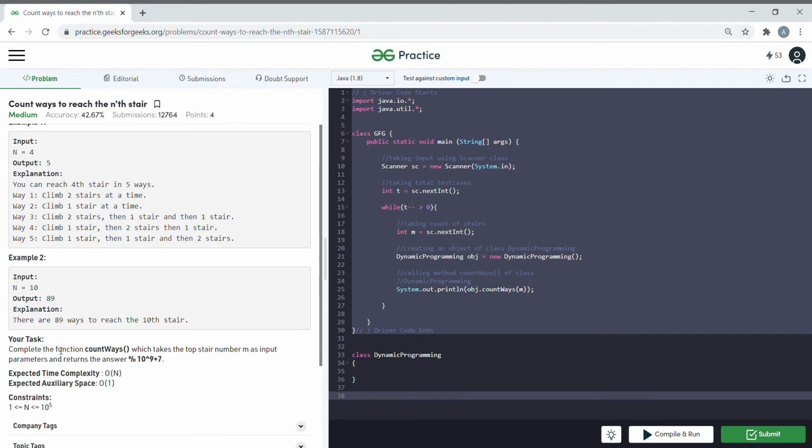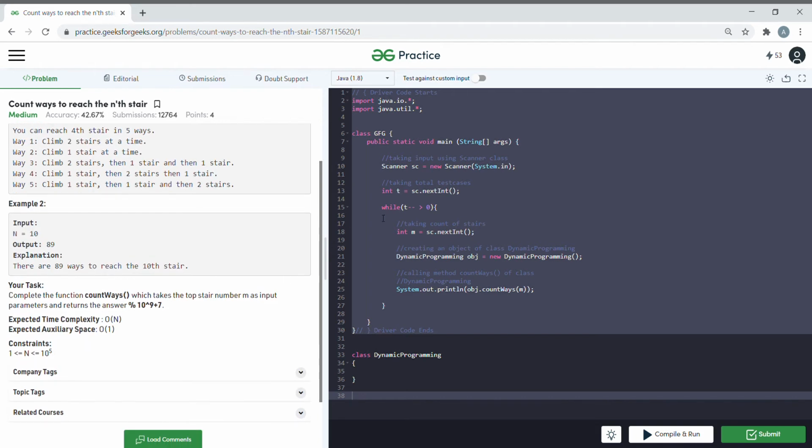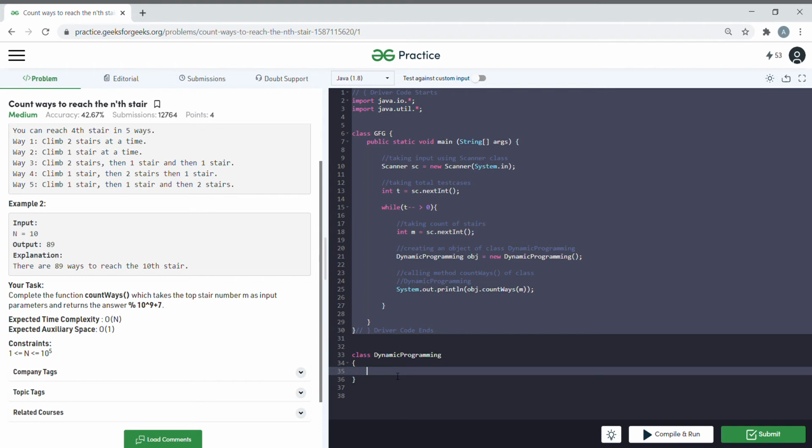So what we'll have to do, they've already given the question, and we'll have to return the answer modulo 10 to the power 9 plus 7 in the complexity. So I think there are a large number of test cases which we will have to satisfy. This is the question they've given. They've already given the snippet, and we'll just have to fill in the snippet. So let's understand the question first.